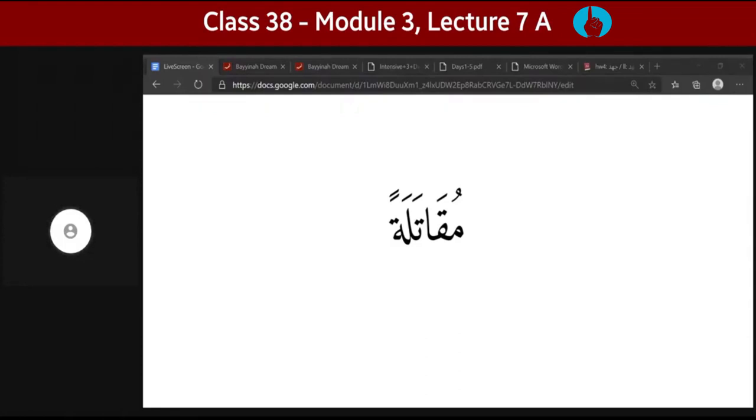Istaghfara means to seek forgiveness. Why did the ta become u? Because that's the rule for making a passive. Istaghfara doesn't mean forgiveness. It means to seek forgiveness.